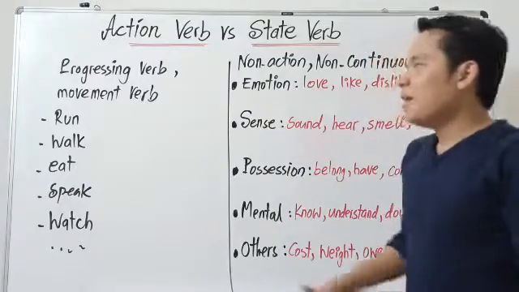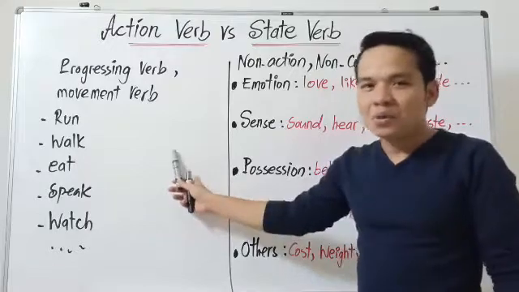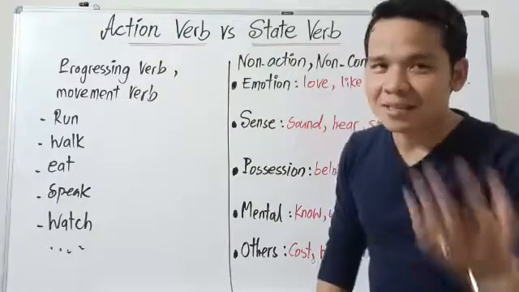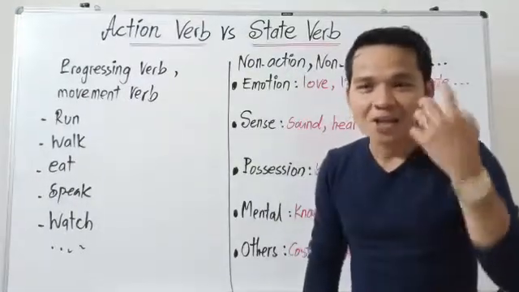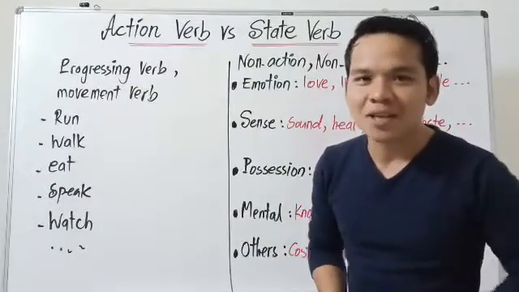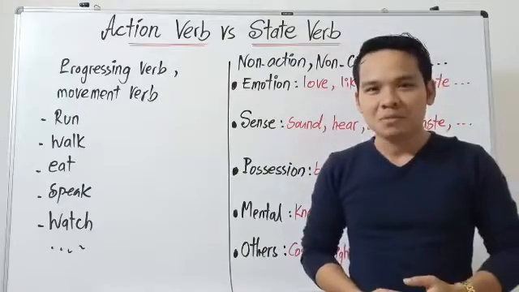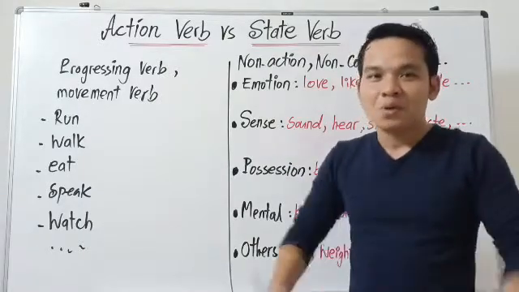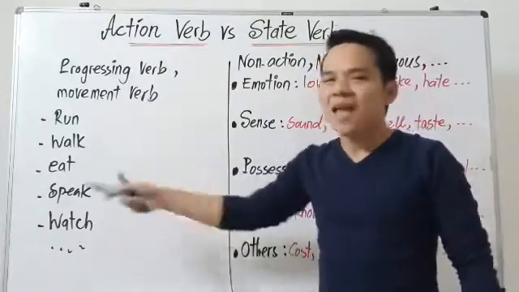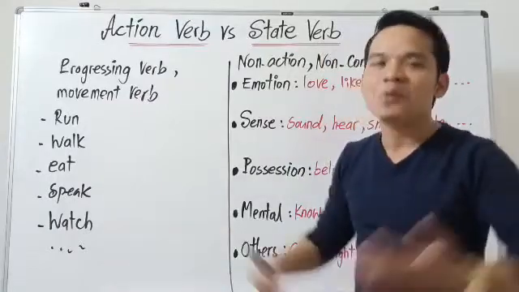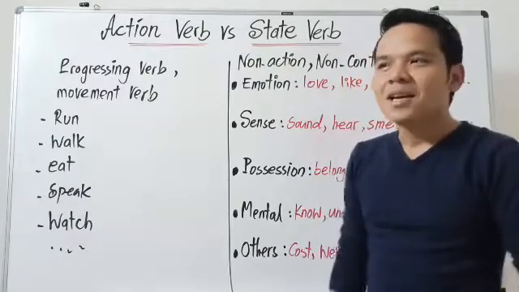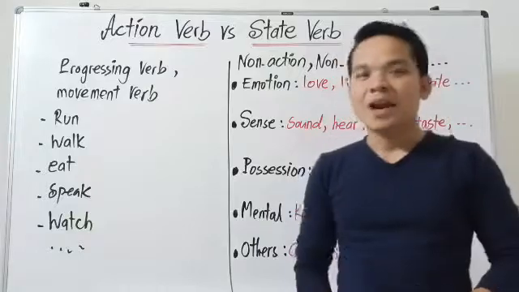So for this part, I have no need to explain too much about action verbs. You yourself just know that action verbs are verbs that show the action. So all verbs that show the action, we call action verb, movement verb, progressing verb. Why do we call it progressing verb? Because all action verbs we can use in progressive tense, in continuous tense. That is the reason that we call it action verb.